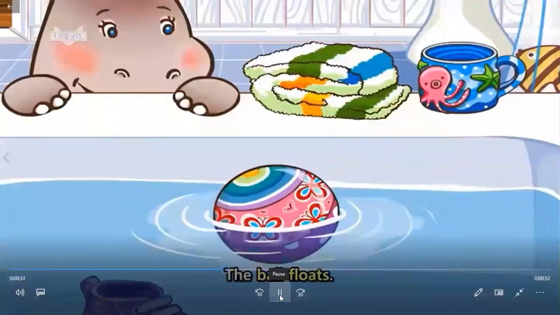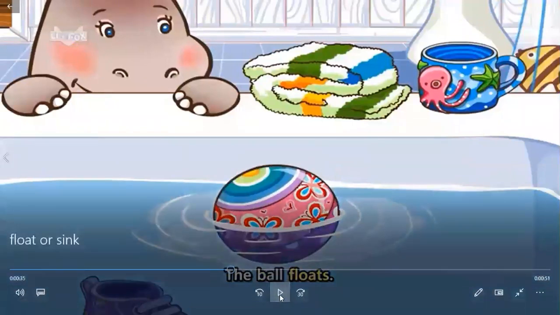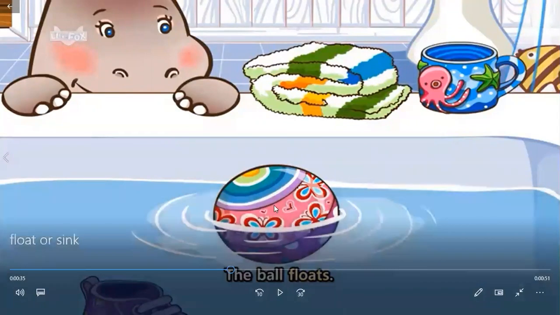The ball floats. Float. Repeat after me. Float. The ball floats. So, we said float means to stay above the surface of water. Okay? Float. Repeat after me. Float. I can't hear you. Float. Good job.